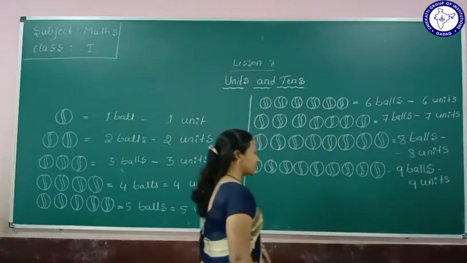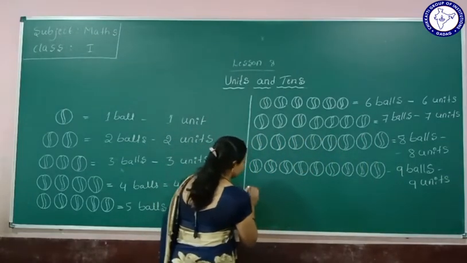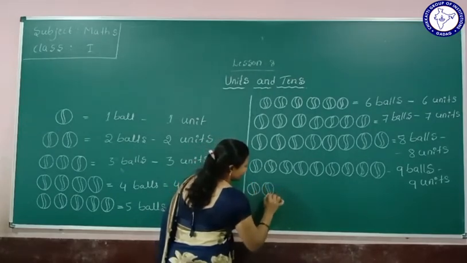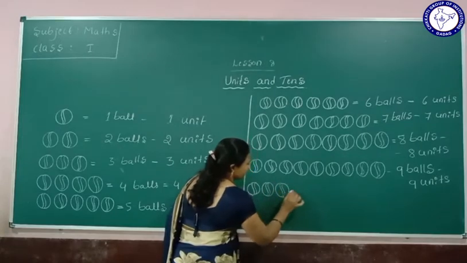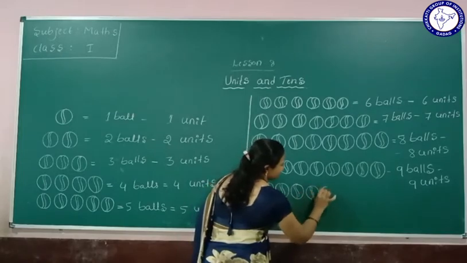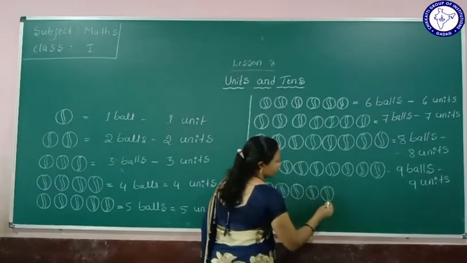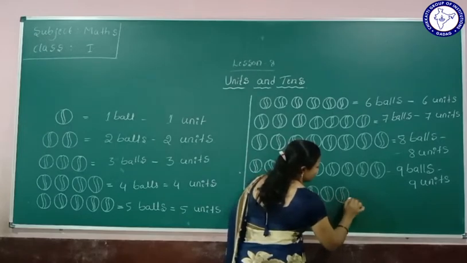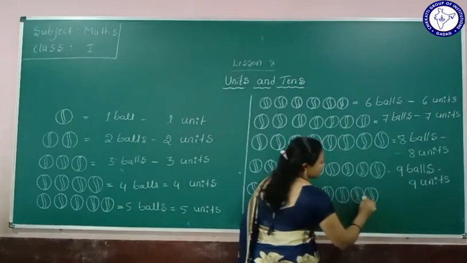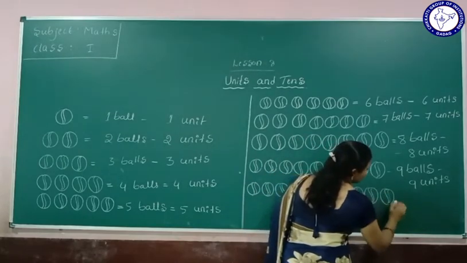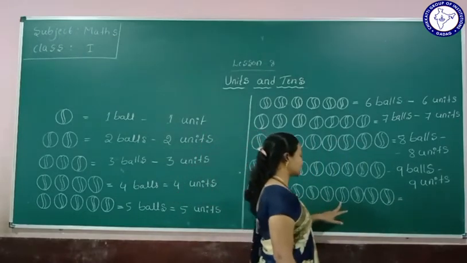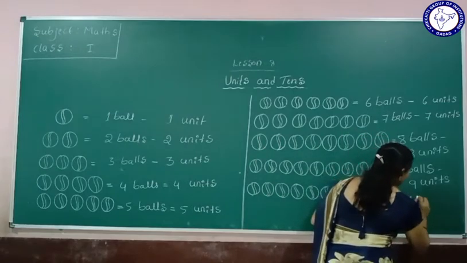Okay, next number. Which number comes after 9? After 9, 10. Yes, 1, 2, 3, 4, 5, 6, 7, 8, 9, 10. Totally how many balls are there here? There are 10 balls.